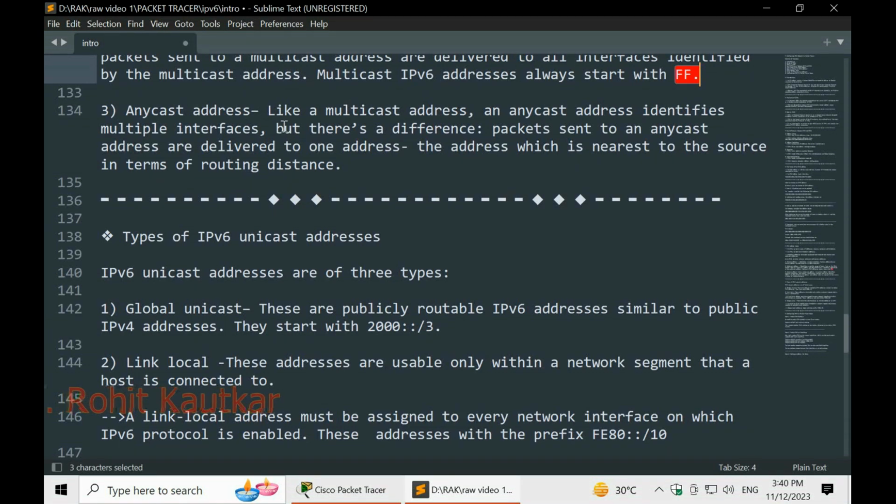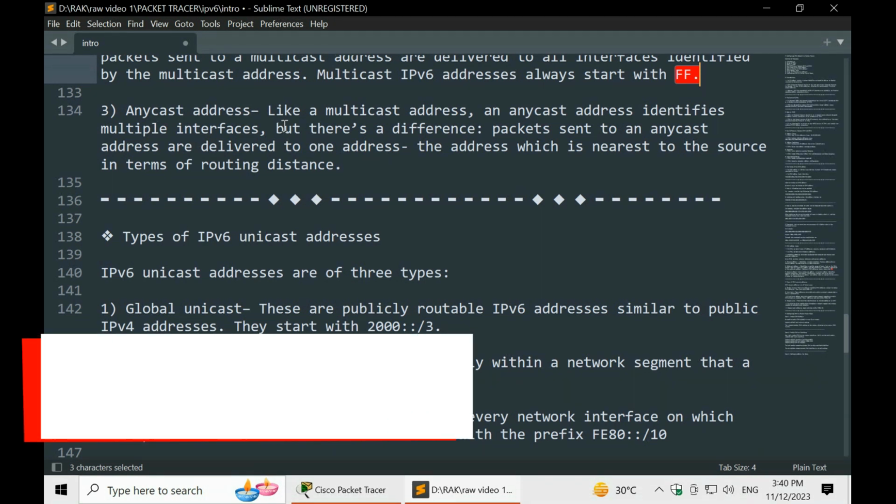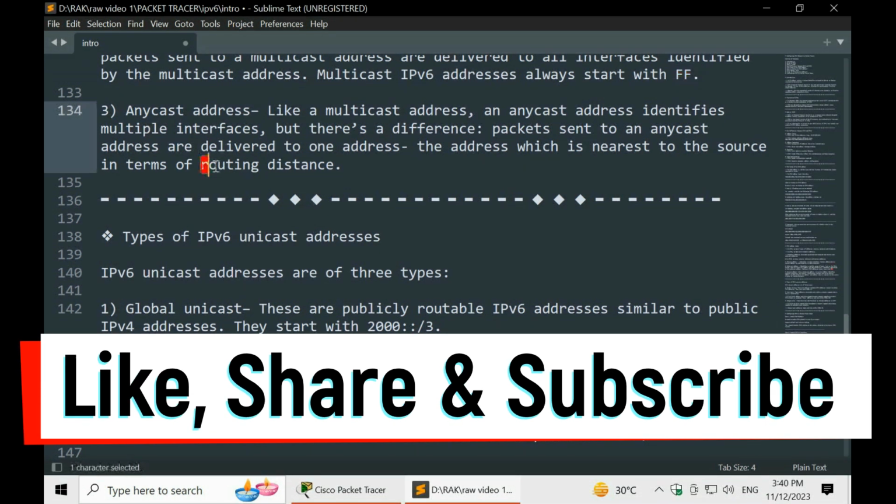So an anycast address is like a multicast address. This also identifies multiple interfaces, but there is one difference. What is that difference? Whenever any packet is sent to an anycast address, whichever is the nearest interface from the source in terms of routing distance, to that interface the packet will be delivered. That is basically the difference between multicast and anycast. In multicast we have multiple interfaces, in anycast as well we have multiple interfaces. That thing we have to remember. But in anycast, the delivery will be done to the nearest interface from the source. And how are they determining it?